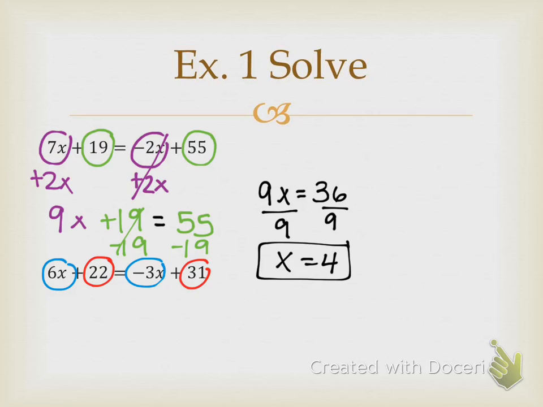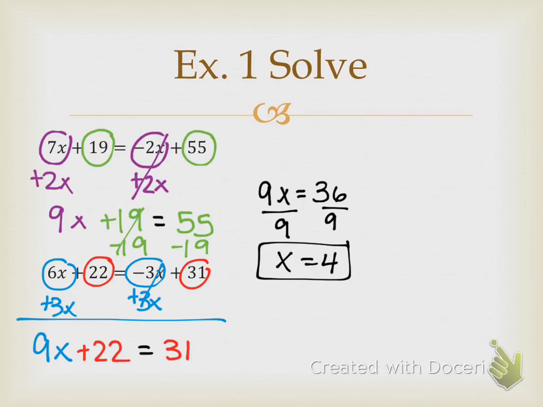Tell me, what would I do first? You would add 3x to both sides. Very good. Add 3x to both sides. And I get what? 9x plus 22 equals 31. Very good.